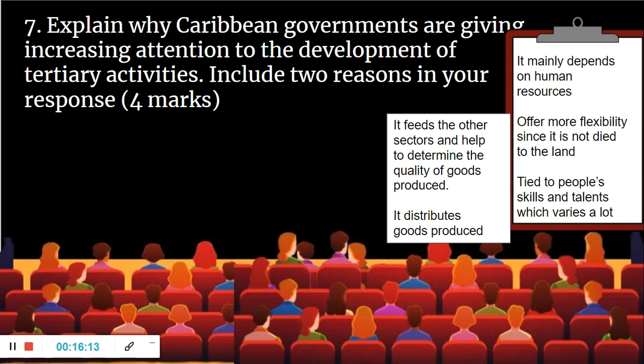All right. So tertiary economic activities, remember, are activities in which service is being provided. So what are some of the reasons the government might be giving more attention to tertiary economic activities than maybe in the past?